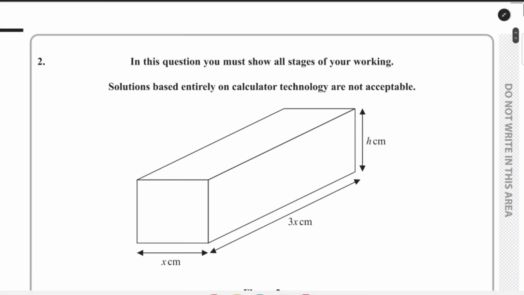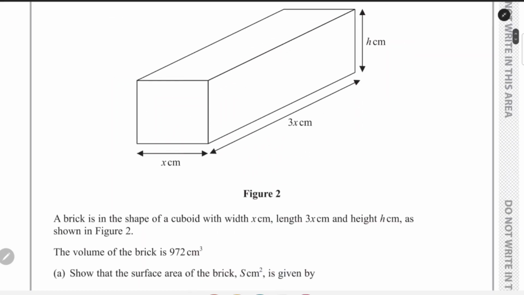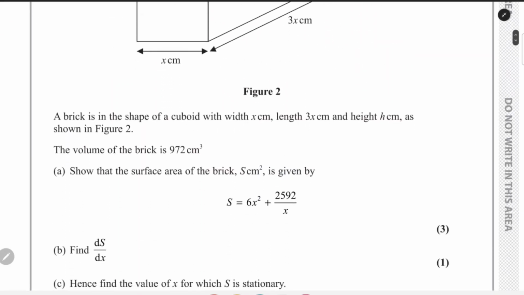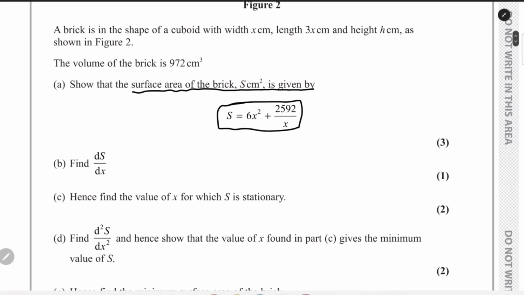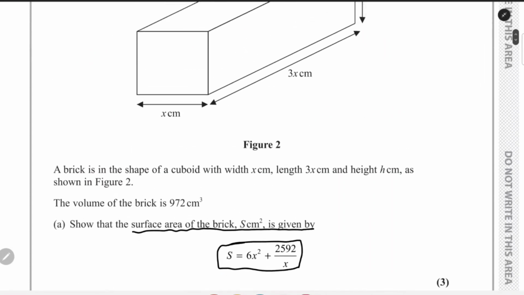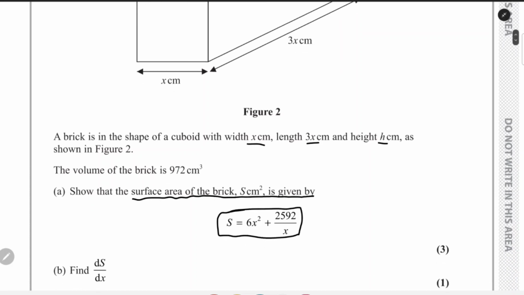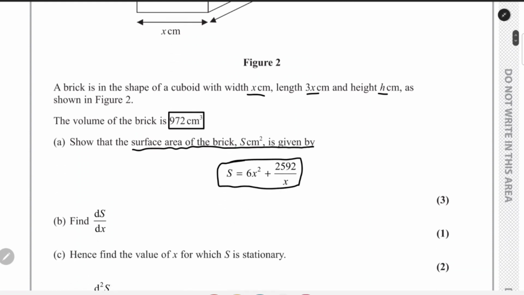Now on to question 2. We are told that solutions based entirely on calculator technology are not acceptable. We have to show that the surface area of the brick is given by this formula. We know that it has a width of x centimeters, a length of 3x centimeters, and a height of h centimeters. We know that the volume is 972 cubic centimeters.